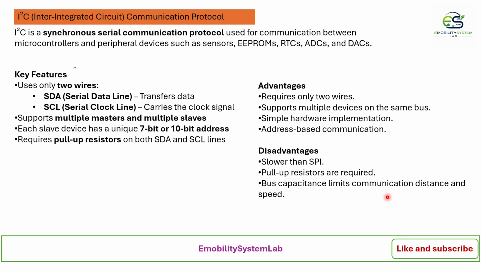Another disadvantage is that it is a short-distance communication protocol. Distance and speed are limited because bus capacitance is high. So these are some disadvantages of the I2C communication protocol.